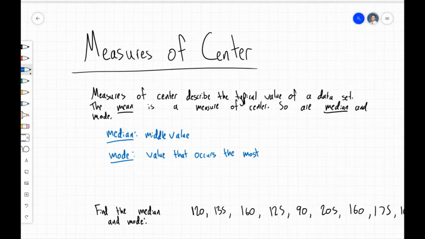The median is literally just the middle value. So if you have all of your data ordered from least to greatest, whatever value is right in the middle would be your median. And then your mode is the value that occurs the most.